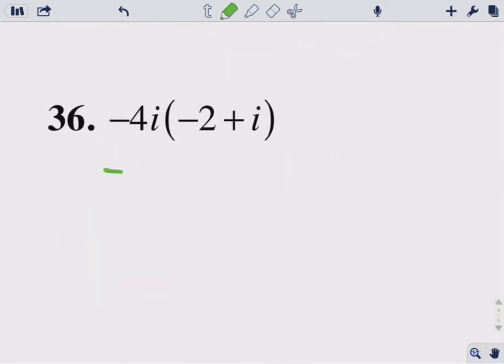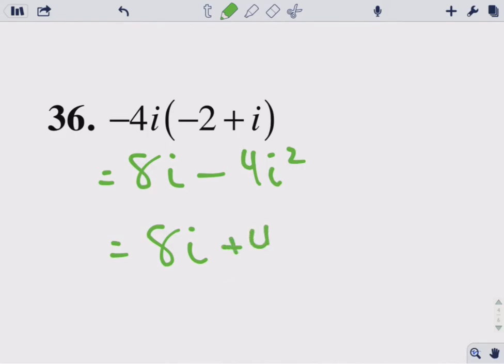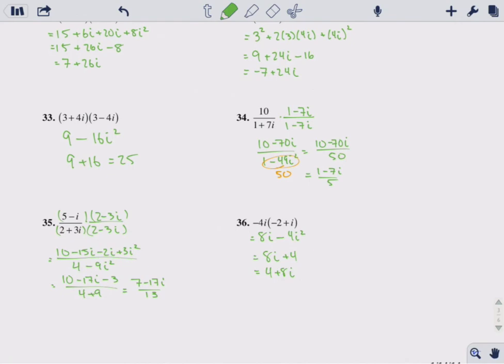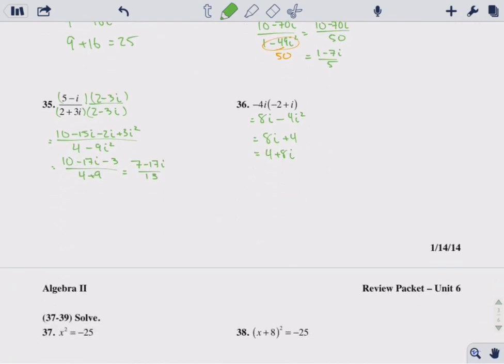And nice and easy, distribute the negative 4i. So you get negative 4 times negative 2 is 8i, minus 4i squared, where i squared is equal to negative 1, so negative 4i squared is positive 4. Put it in appropriate notation, it's 4 plus 8i. That's the end of page 3.